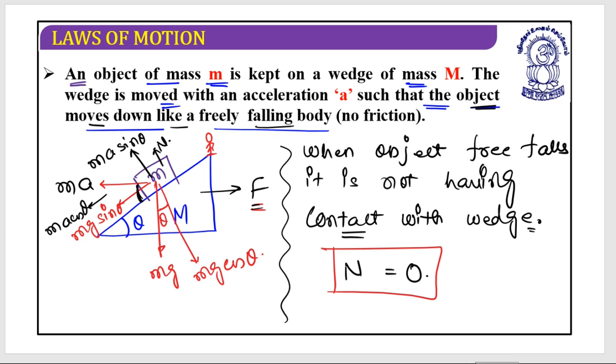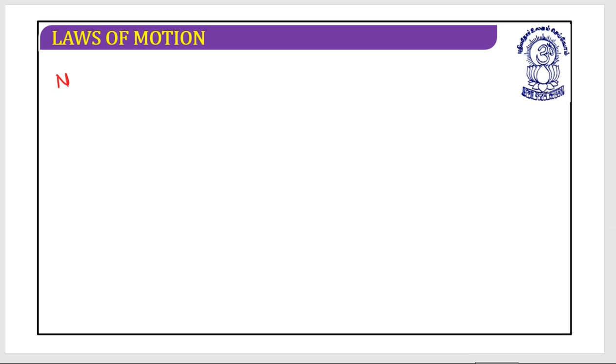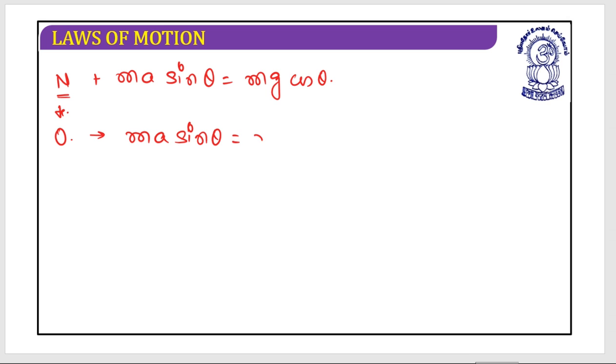So now if you observe the situation, the vertical forces are ma sin theta, N, and mg cos theta. They are on the same line. So we can write N plus ma sin theta is equal to mg cos theta. Now in this case, as it starts free falling, N should be 0. So I can write ma sin theta is equal to mg cos theta. The mass cancels, and a could be written as g into cos theta by sin theta.